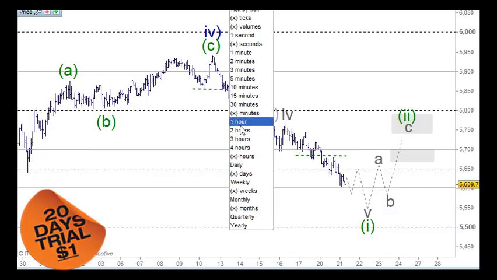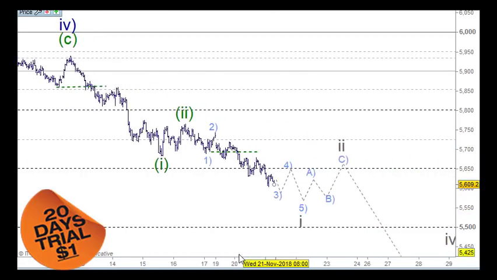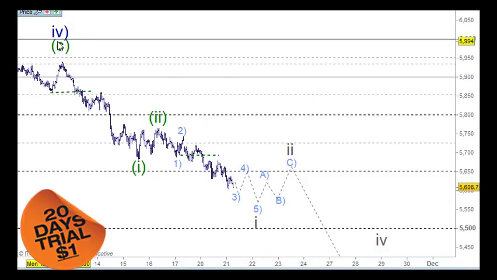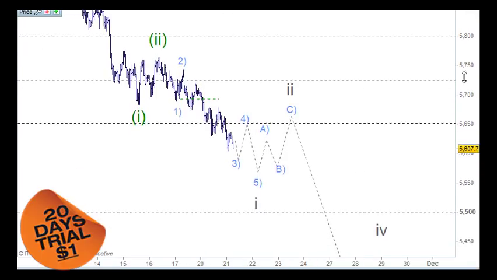Drilling into this on the hourly chart here and looking at this in terms of the S&P 500. So looking at this as wave 4 over here, looking at all of this down here as wave 1 and 2 here, and then all of this move down through here as little 5 waves here for wave 1.